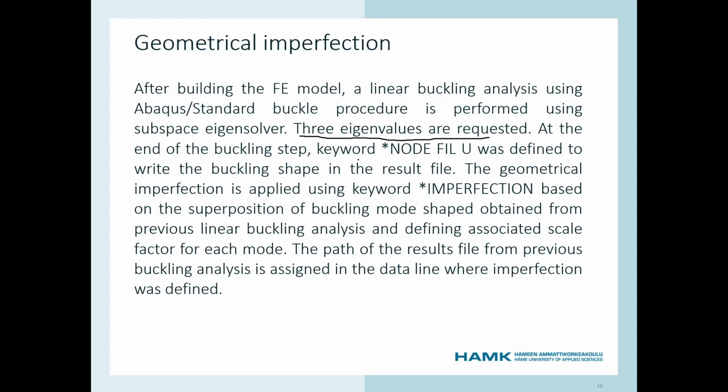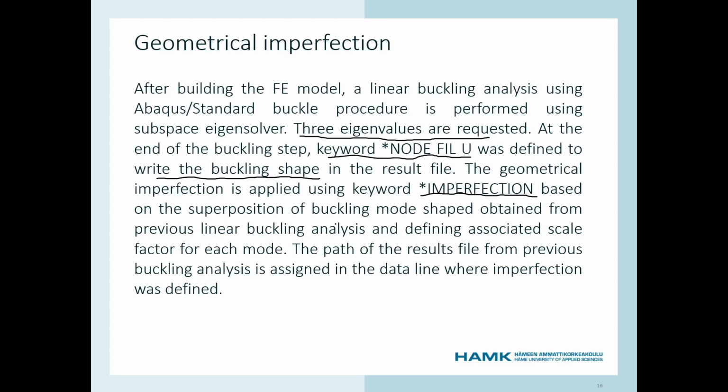At the end of the buckling step, the keyword node file will be written to write the buckling shape in the result file. The geometrical imperfection is applied using the keyword imperfection, based on the superposition of the buckling mode shapes obtained from the previous linear buckling analysis, and define an associated scale factor for each mode. Then we need to give the path of the result file from the previous buckling analysis, which is assigned in the data line where the imperfection was defined. So this is the general idea of how the imperfection can be included in the geometry in this analysis.